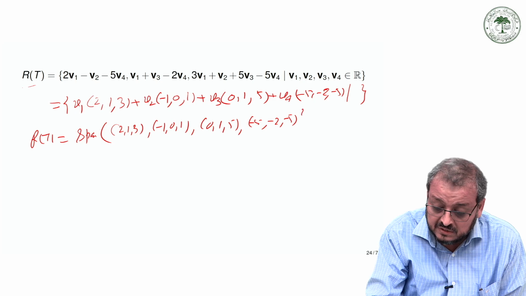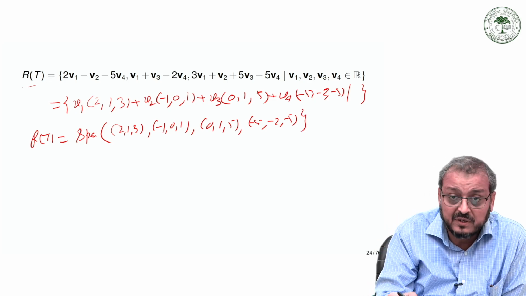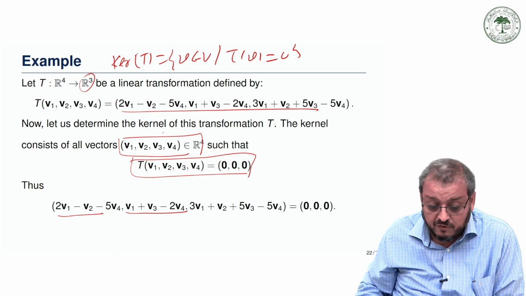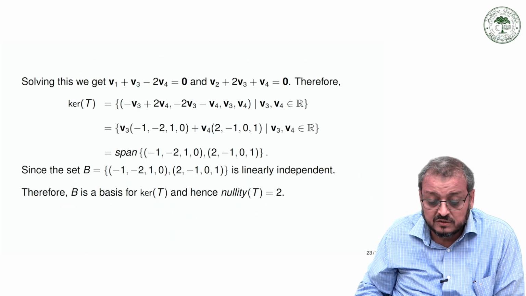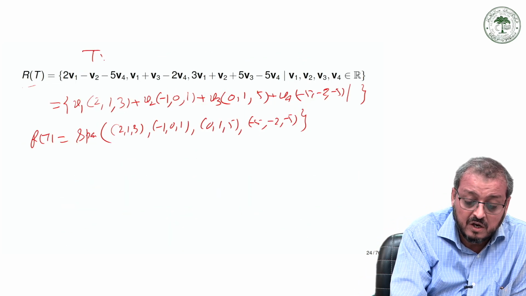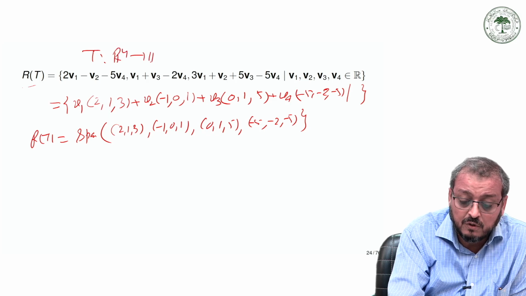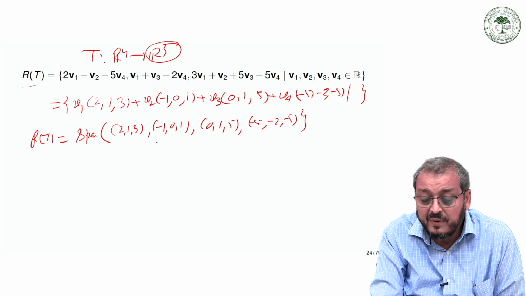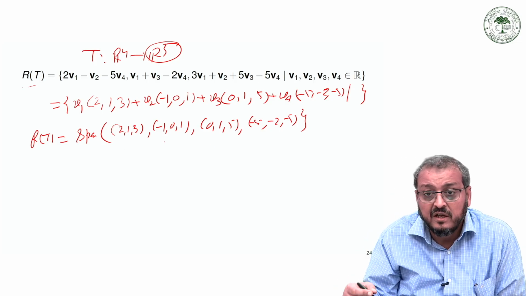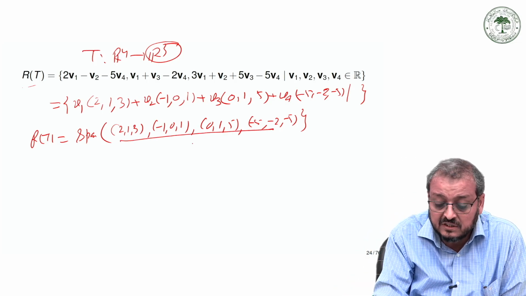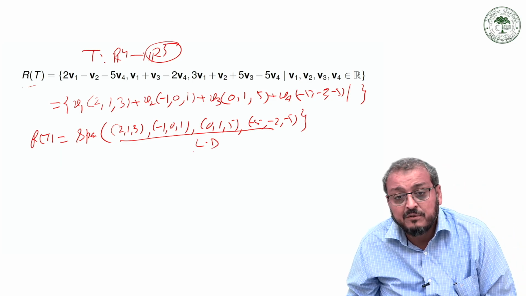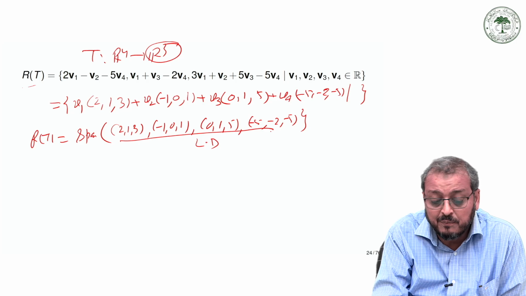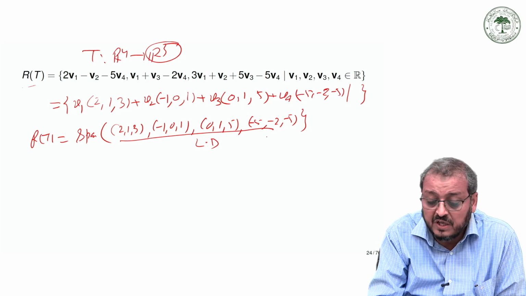And now these are 4 vectors, but our linear transformation is defined clearly as T from R4 to R3. So the basis has 3 elements, and any n plus 1 elements are linearly dependent. So clearly this set is linearly dependent. That means one of the elements can be written as a linear combination of any 2 or all of them.